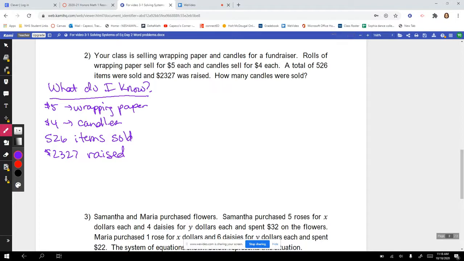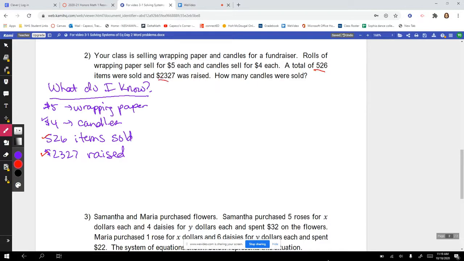Rolls of wrapping paper sell for $5 each. Candles sell for $4 each. A total of 526 items were sold, and then we're raising $2,327. So again, we see what's going on. We have a fundraiser. We're selling 2 items. They each have a different price. They tell us how many were sold, right?